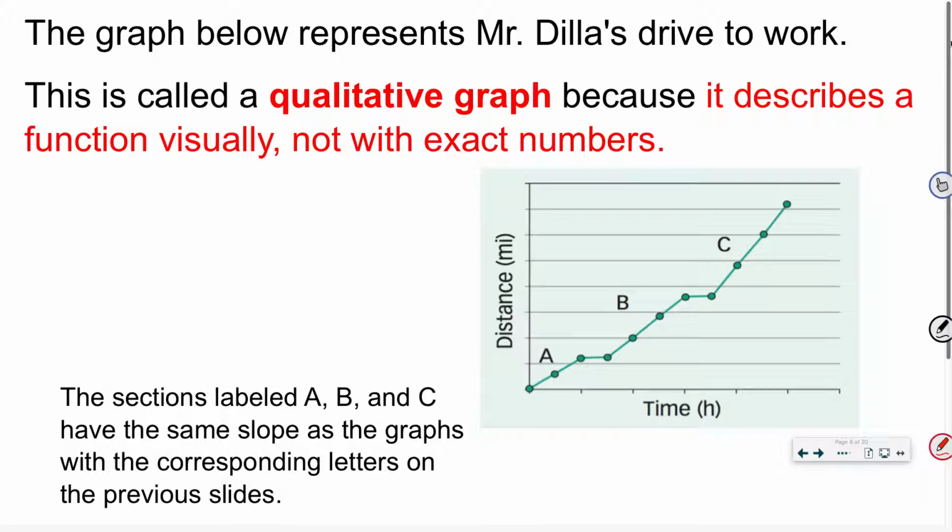Yes, my x and my y-axis are labeled. However, besides that, there are no numbers on my graph. I don't know if time is represented in minutes, in hours, or in 30-minute chunks. I also don't know if each unit on that graph is 1 mile, or 5 miles, or 15 miles. I know that the time is in hours, and I know that the distance is in miles, but I don't have specific values. That's not what qualitative graphs are about. Qualitative graphs are really about a situation.